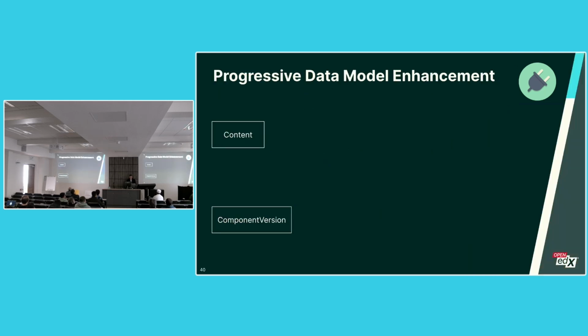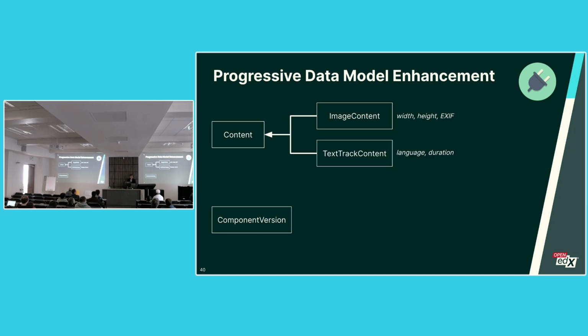So for this, we have a notion of progressive data model enhancement, right? The content is a dumb blob of data somewhere. But if you have an image and you care about images, you can create an image content model that links to it and extracts out the information that you care about. Same with text, subtitle tracks, right? You can extract out things like language and duration, and you can put that information in a separate model with indexes.